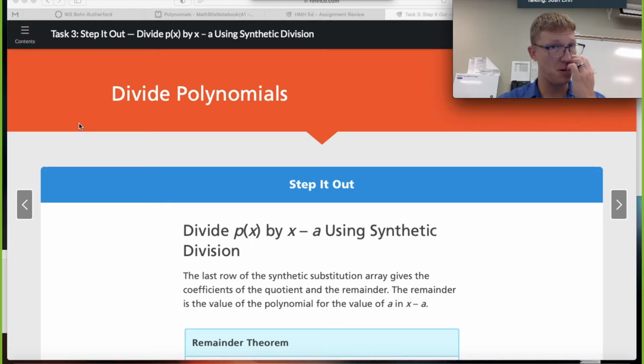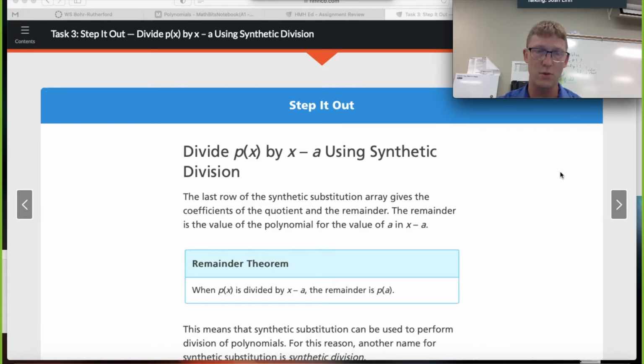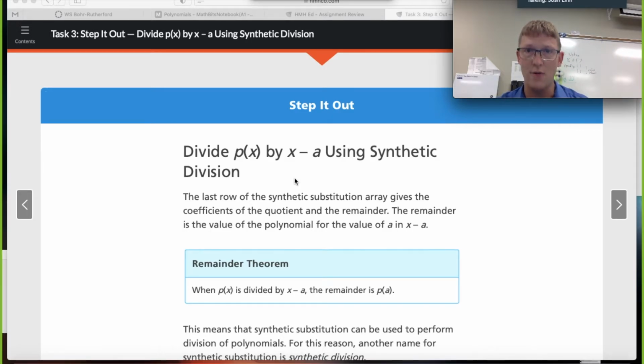All right, task 3. We're still dividing polynomials. This time, divide p of x by x minus a using synthetic division. So the last problem we used long division. This time we're going to use synthetic division. So there's a couple things we got to go over real quick. The last row of the synthetic substitution array gives the coefficients of the quotient and the remainder. The remainder is the value of the polynomial for the value of a in x minus a. So we'll make sense of that in a minute.